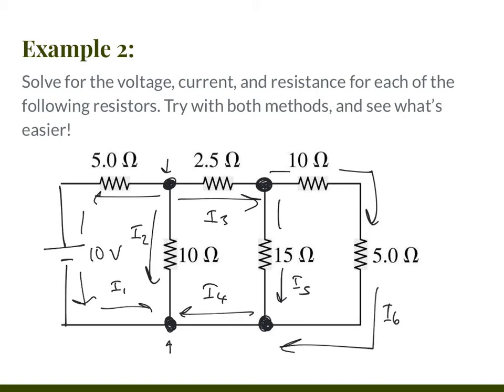Note that I just chose these directions at random. They're not necessarily the way current goes. If I picked backwards, then we'll end up with a negative current, which just means the arrow flips. Easy peasy. So the deal with this is we're going to have to solve equations for 6 variables. This is going to be a 6 variable system of equations, which sometimes works out easily, sometimes it doesn't.